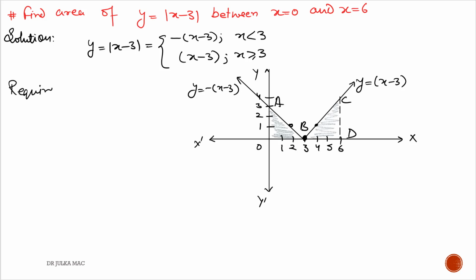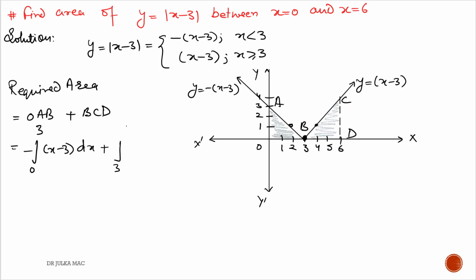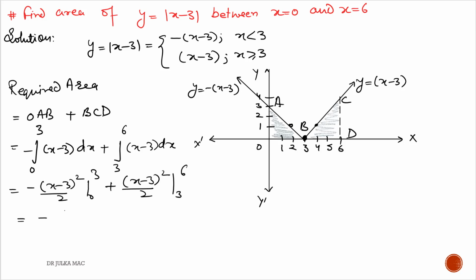Now the required area is OAB plus BCD. OAB is the area 0 to 3 minus of x minus 3 and BCD is the area of 3 to 6 x minus 3 dx. Now after integration, the integration of x minus 3 is x minus 3 whole square divided by 2. And now putting the upper and the lower limit, we'll get the answer 9 square units.